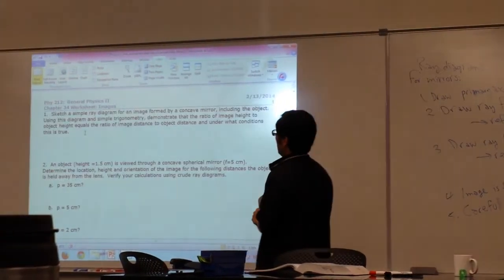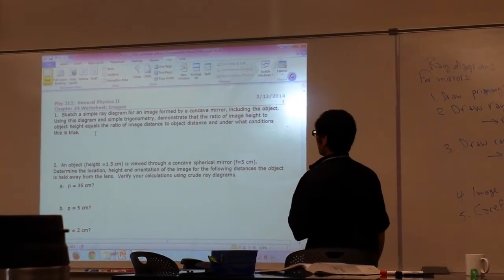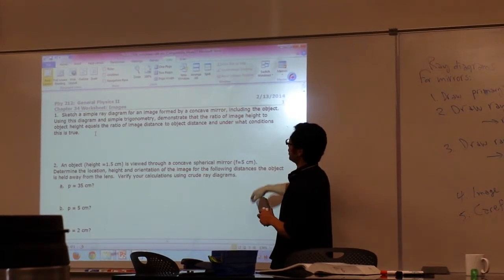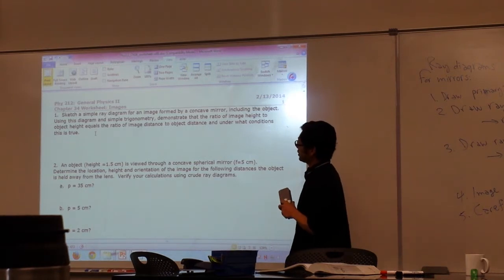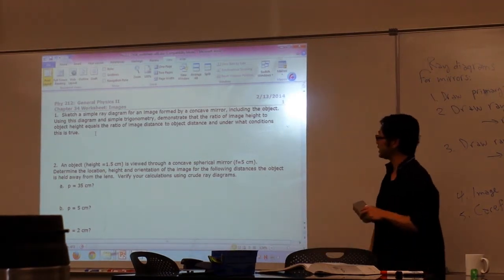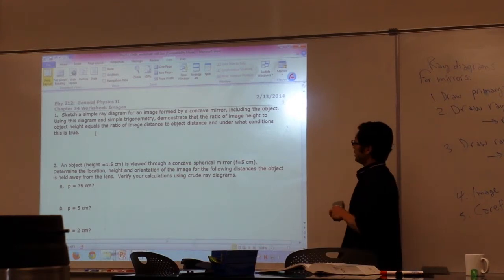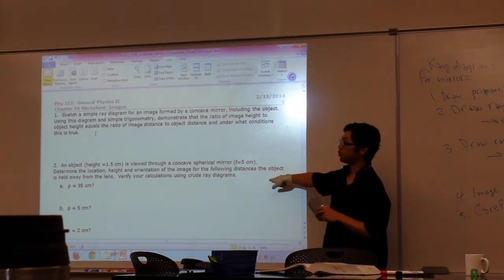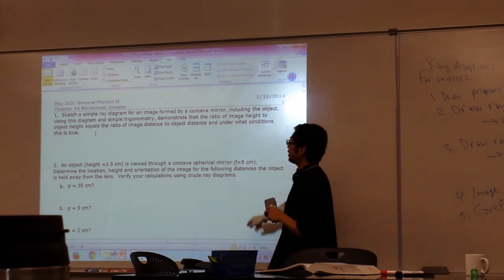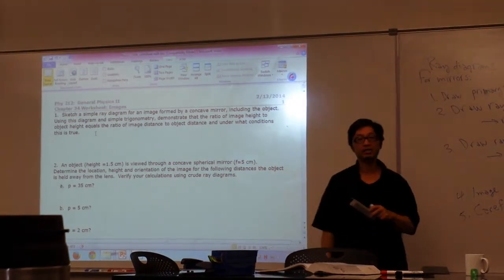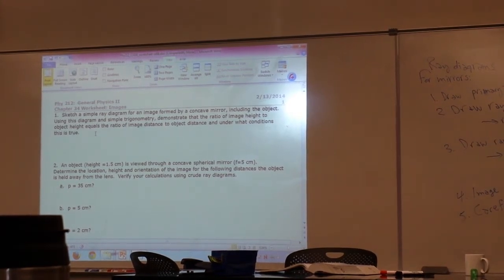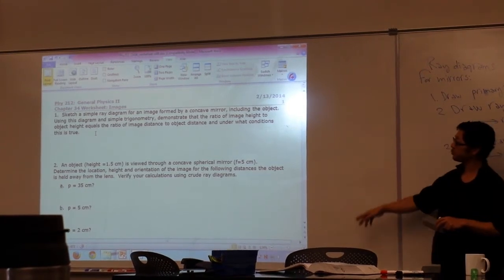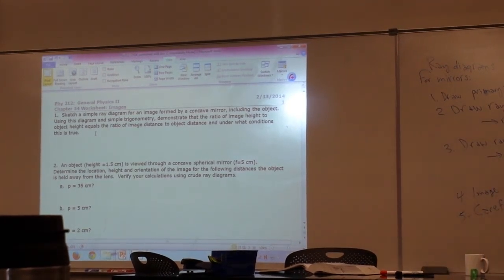So let's do a couple examples here. It says here, an object has a height of 1.5 centimeters and is viewed through a concave spherical mirror. F equals 5 centimeters. Determine the location, height, and orientation of the image for the following distances that the object is held away from the mirror. Verify your calculations using crude ray diagrams. I would start with the crude ray diagrams first. So I'll do the first one, and I'll have you guys do the next one. Does everyone have this? Can I erase this?